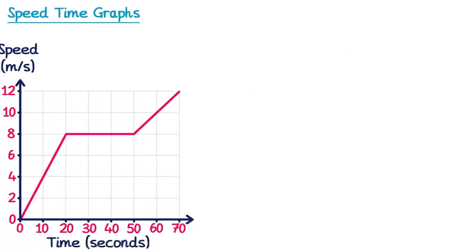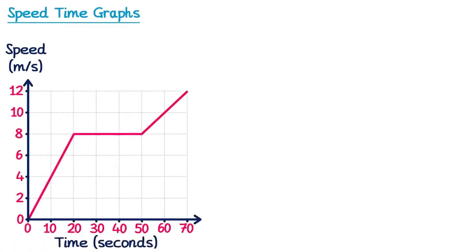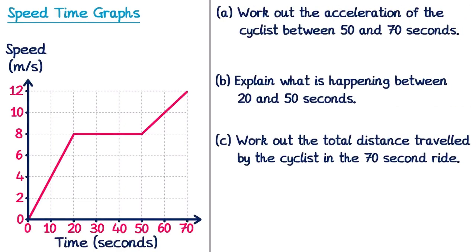Let's try a second example. So this time we have a different looking speed time graph and these questions. In part A, it says work out the acceleration of the cyclist between 50 and 70 seconds. Remember, the acceleration is equal to the gradient, so we just need the gradient between 50 and 70 seconds.